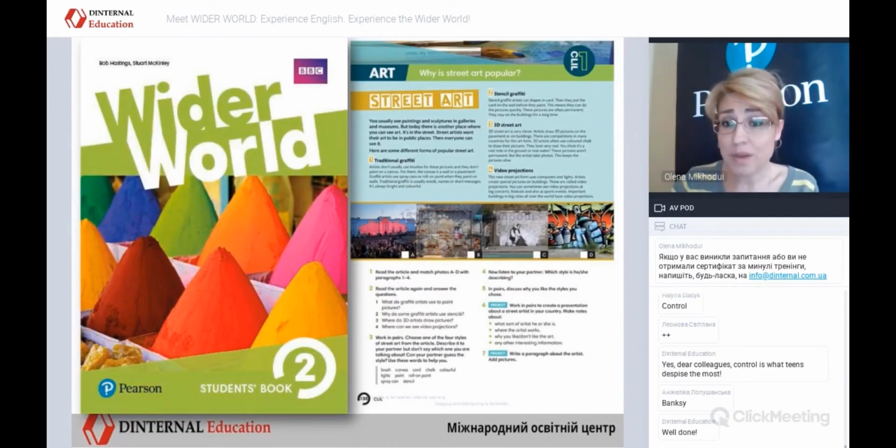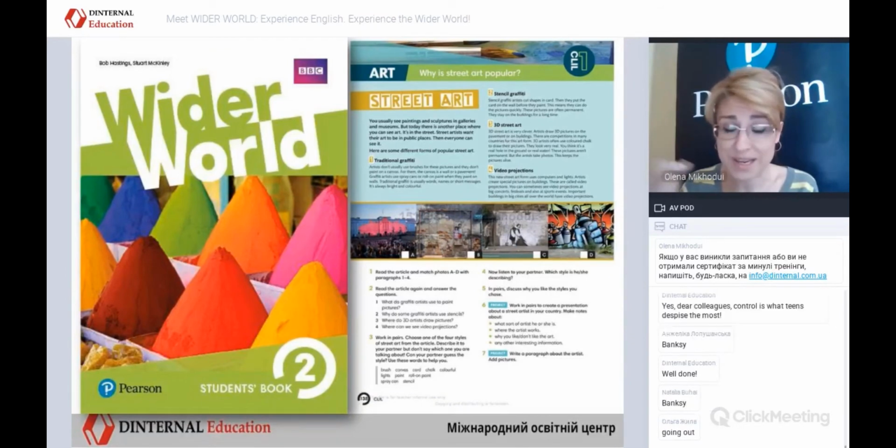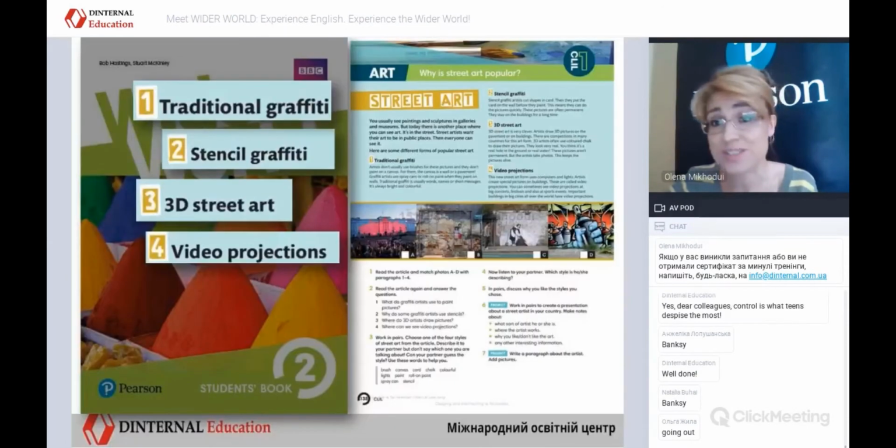So again, the topic of art is approached this way. At the end of each level of Wider World, there is a wonderful collection of clear lessons which cover different areas like art, geography, literature, history, medicine even. Here, the art is covered from this teenage point of view. It's not just classical art, but street art.